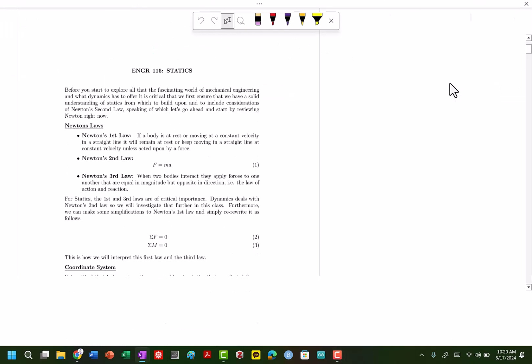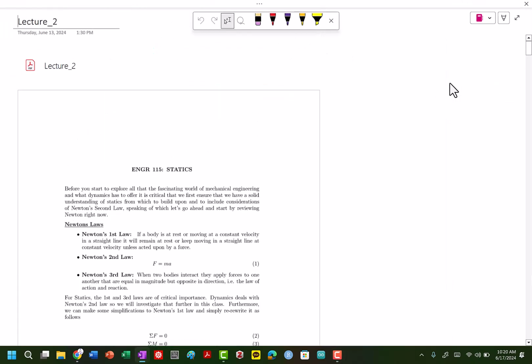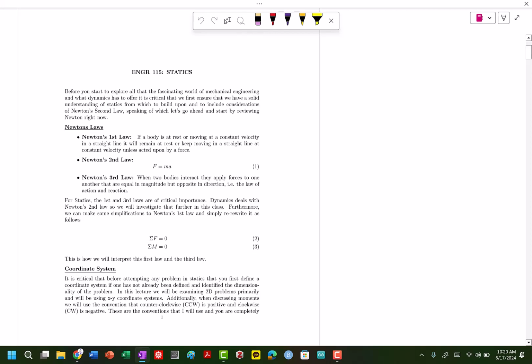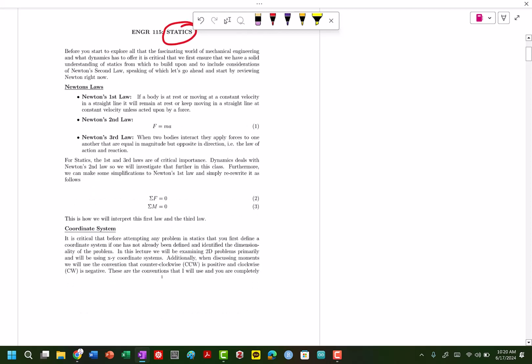Hi everyone, we are back and we are going to go into our lecture 2, which is going to be covering concepts of statics. Before we start to study and look at dynamic systems and lots of things that are moving, we need to build our fundamental concepts of statics.